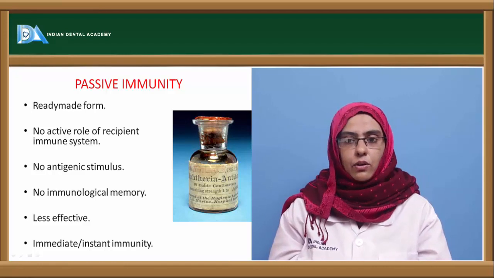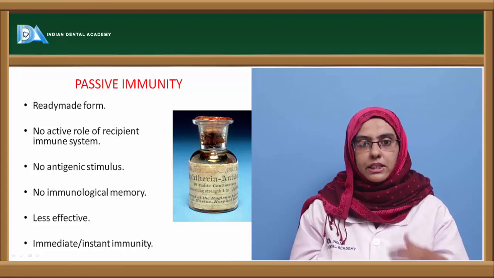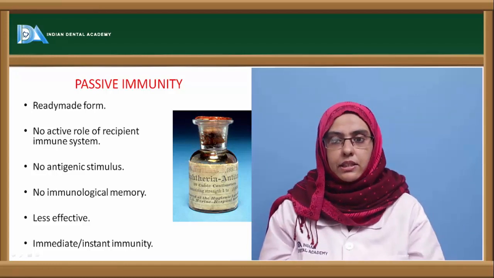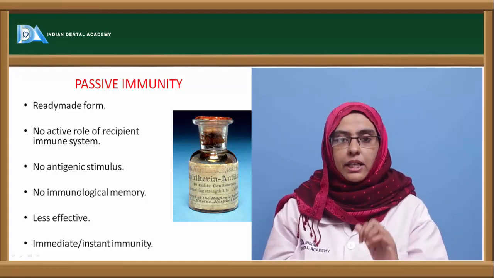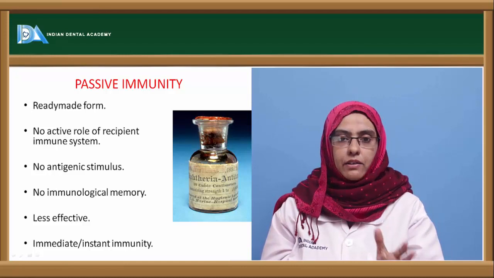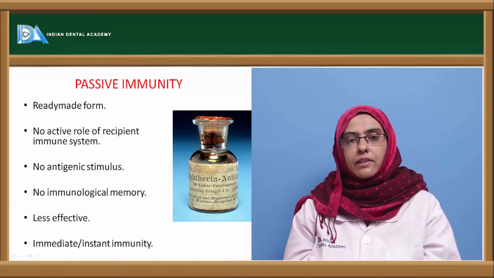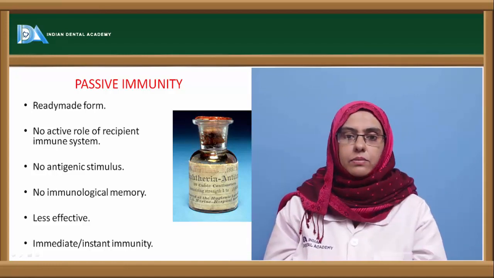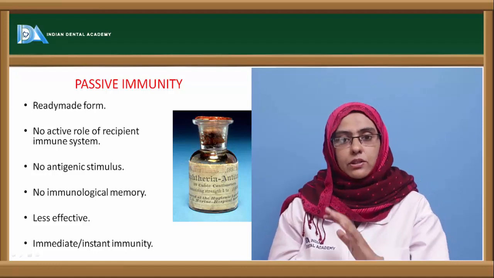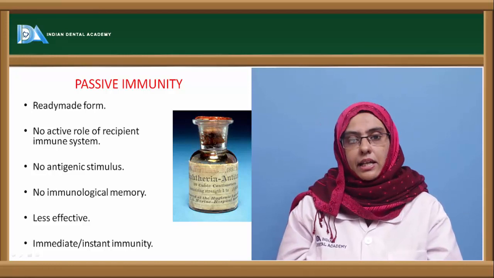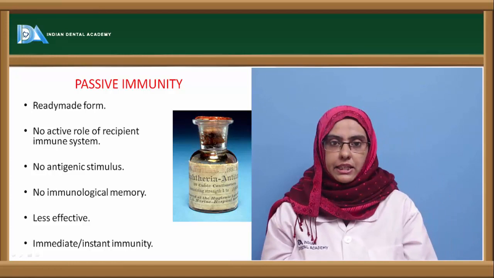So there is no active role of the recipient here, because the person is not able to show the immune status to protect himself against that particular disease. There is no antigenic stimulus, and we do not have immunological memory. It is only for a transient period of time, only till that particular infection is there, that we can use this passive immunity. We give ready-made antibodies to protect the person from diseases where the immune status is not well developed. It is less effective when compared to active immunity, and it is immediate and instant immunity.